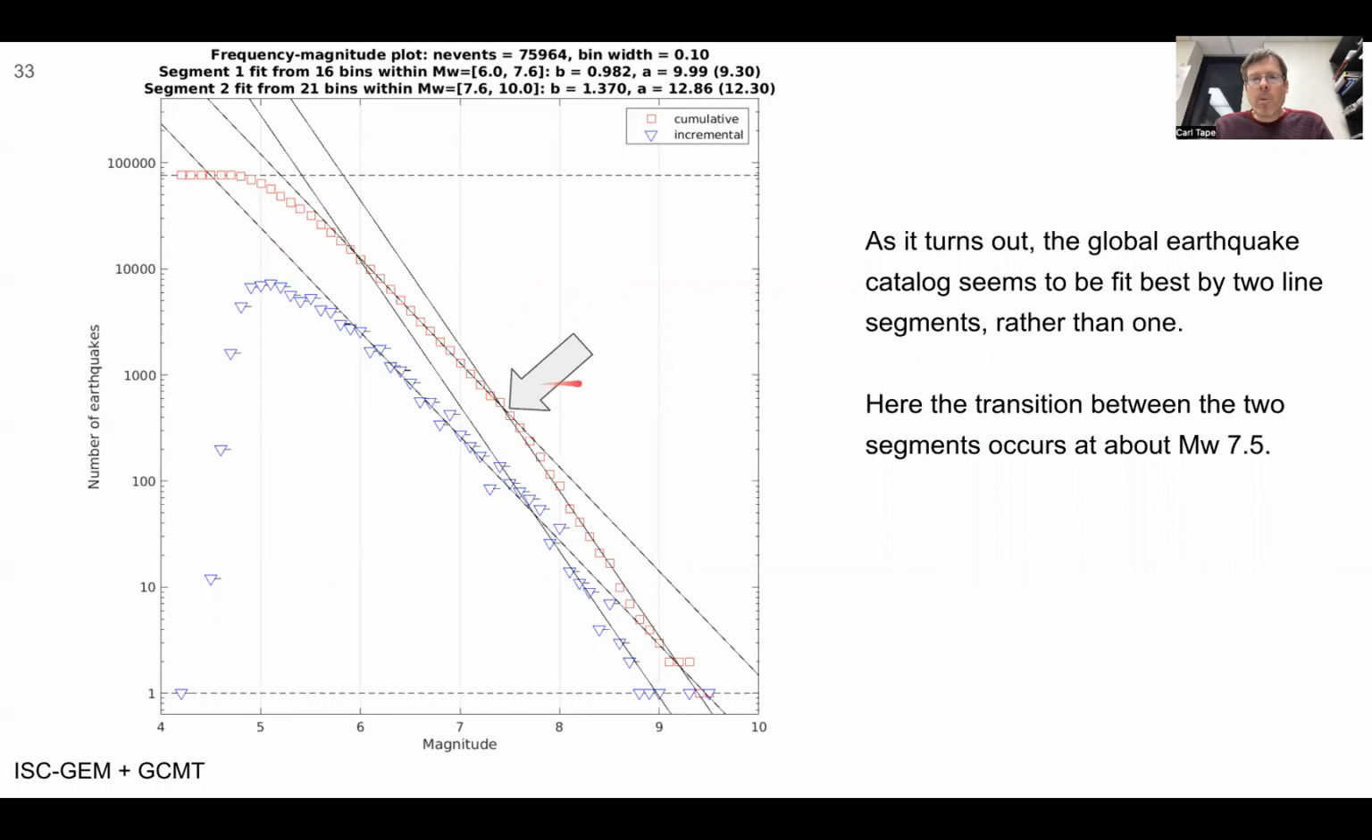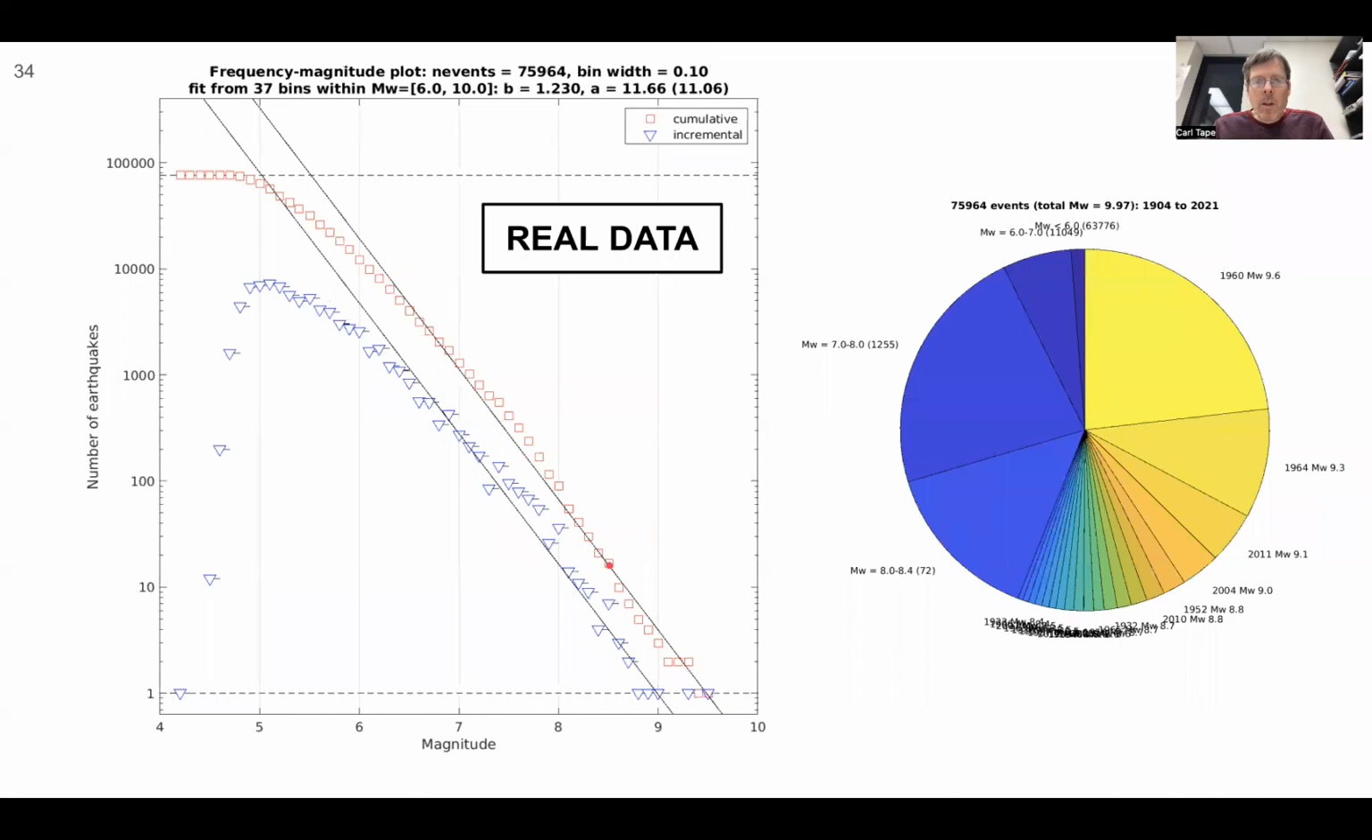And as it turns out, this global catalog seems to be best fit by two line segments rather than one. You can see that when we put in, here's one line, and here's another line with a steeper slope, and they kind of cross over right here. These are not critical details for the sake of understanding what we're trying to show here, but you could see that two line segments would fit this data better. And so here's our picture of the real data. This is the global earthquake catalog, 76,000 events. Here's the pie chart that we saw.